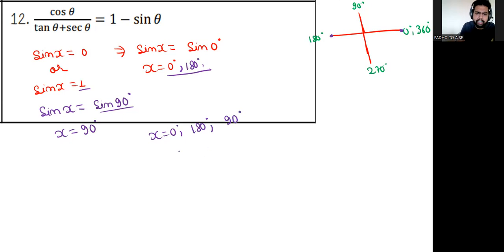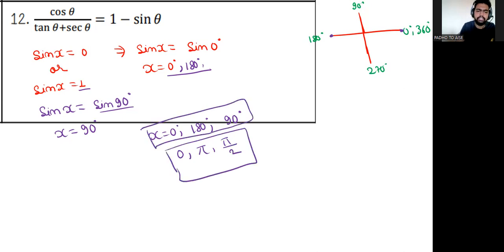If you would like to write in radian, then 0 degree would be 0 in radian as well, 180 degree would be pi, and 90 degree would be pi upon 2. So either you could write the values in radian or in degree. So this is your answer. This is how we are going to solve this question. I hope you understood this question.